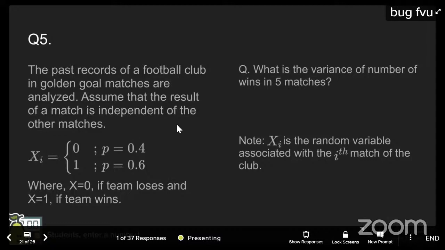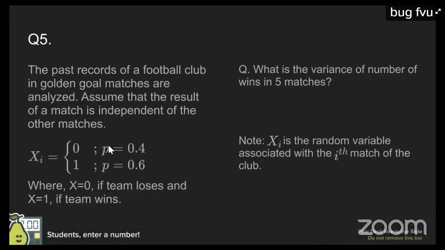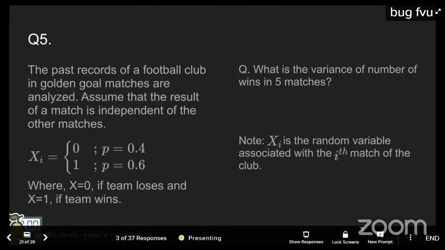Okay, so here one thing to notice is that the result of a match is independent of the other matches. So your random variable x1 would be independent of x2. These two will be independent of x3, x4 and x5. These all 5 are independent random variables, right? You have to find the variance of the number of wins in 5 matches.